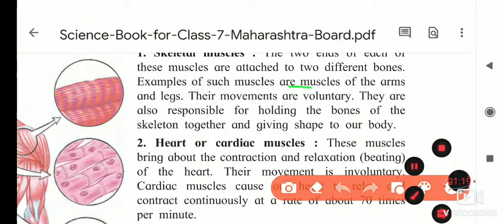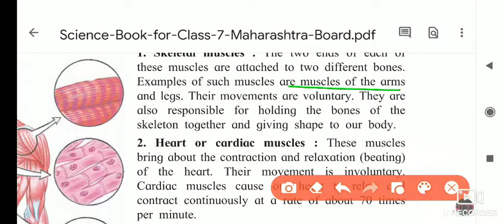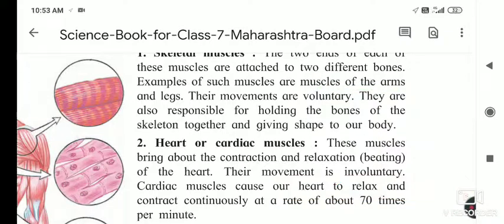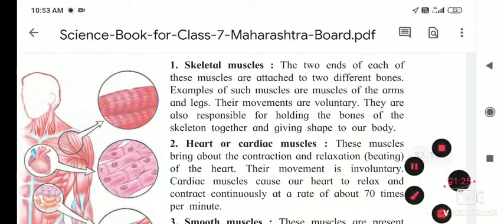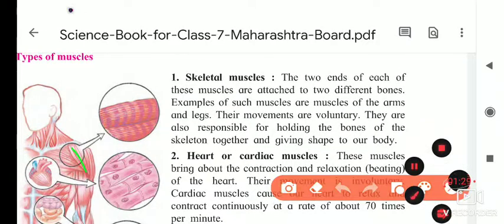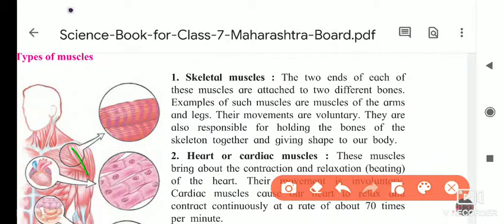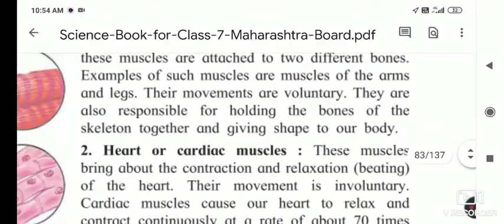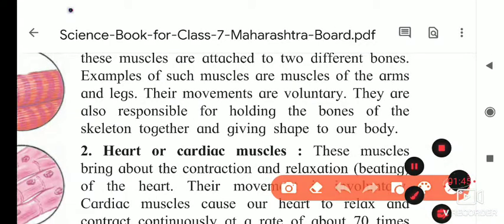Such muscles are present in the arms, means here inside the arm. If you see the picture, in the arm these muscles are there, they attach to the bone of the shoulder, to the bone of the upper arm, then arm bone to bone. So these are in the arms, and they are present in the legs also. The movements are voluntary, means there is our control. So these are voluntary muscles.